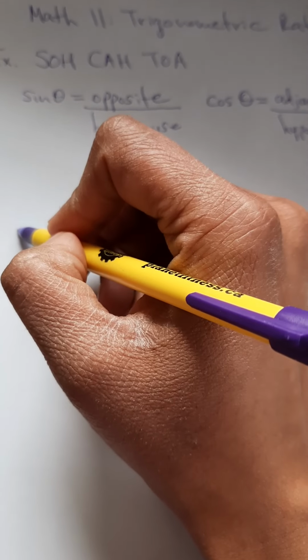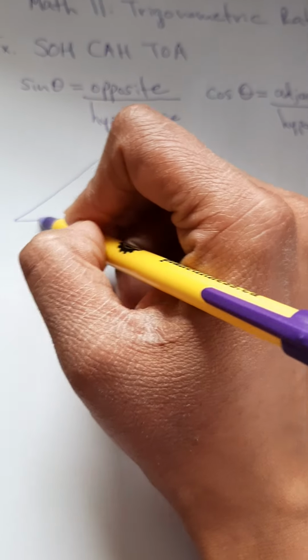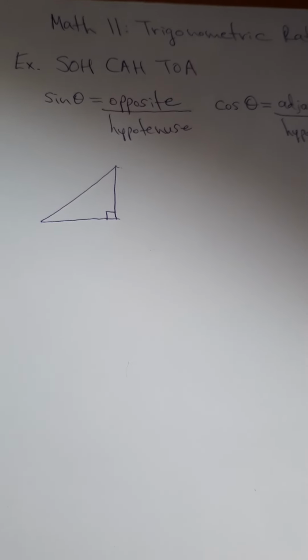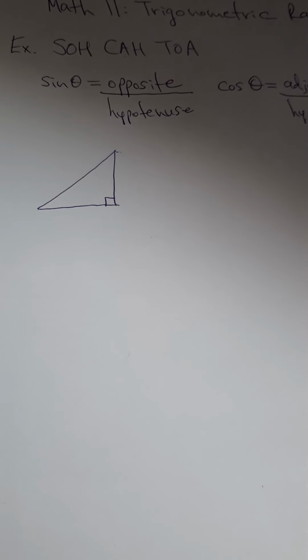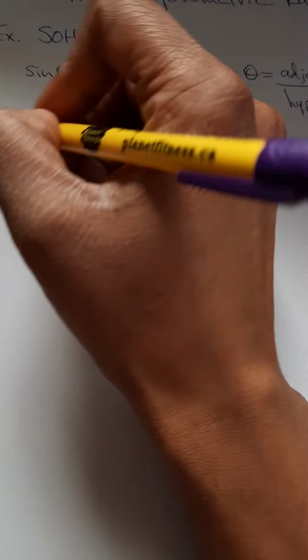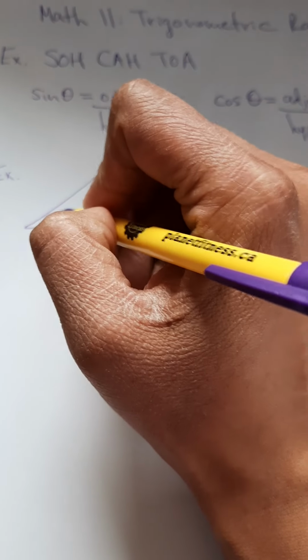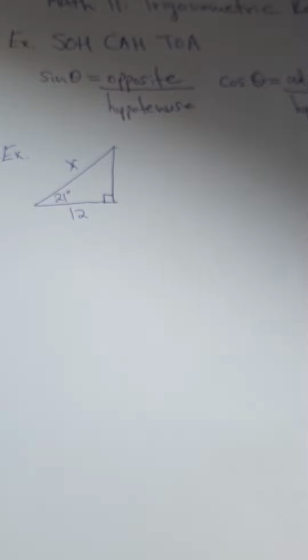So we're going to start off with a really simple example here. So let's try this triangle. So I'm going to make my triangle. Remember, when you're using the trig ratios, it does have to be a right angle triangle. So I'll put an example down here. I'm given some values. So this is 12, 21 degrees. And I'm looking for x right here.